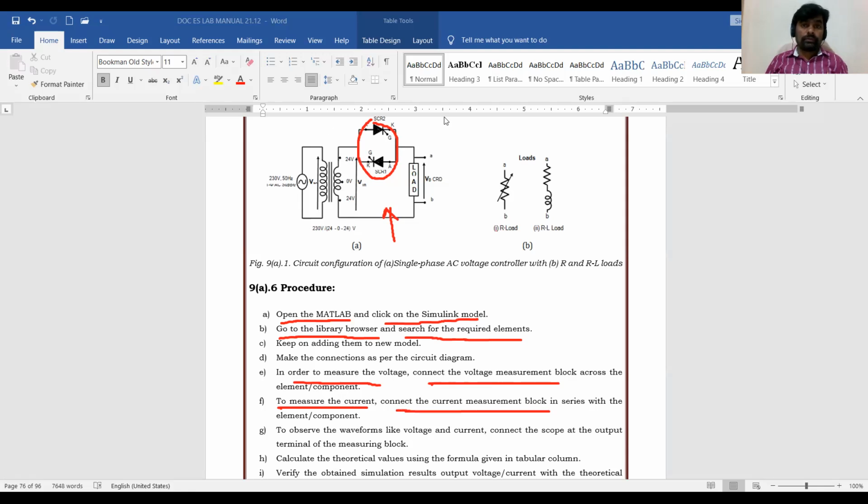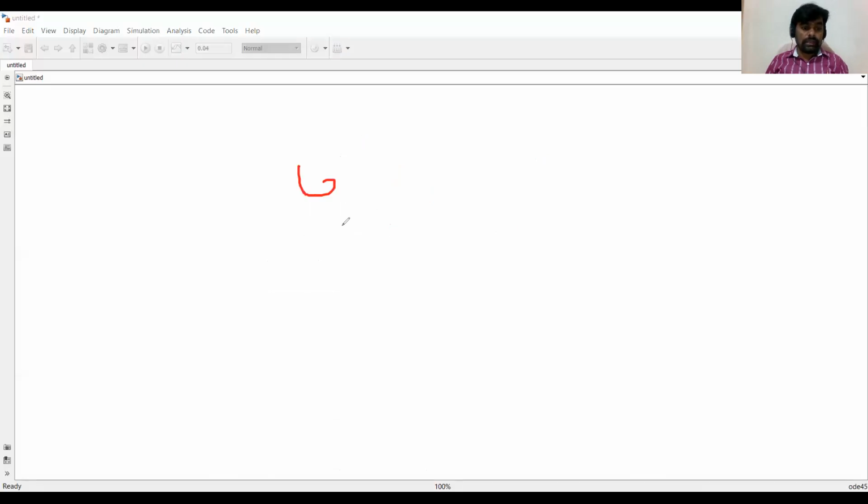Now I will go to the Simulink model directly. Here you can see the Simulink model. Here I can build the circuit. Let me search for the components one by one. First we want the AC supply, the AC voltage source. Here you can see the AC voltage source, and that is being added to the new untitled model. Thereafter, I need a thyristor.